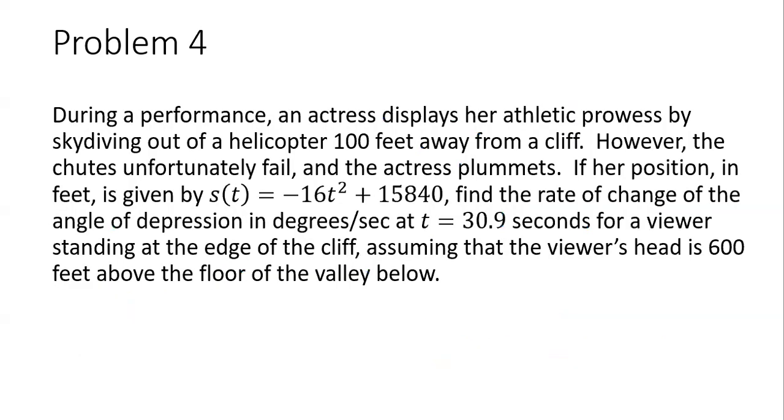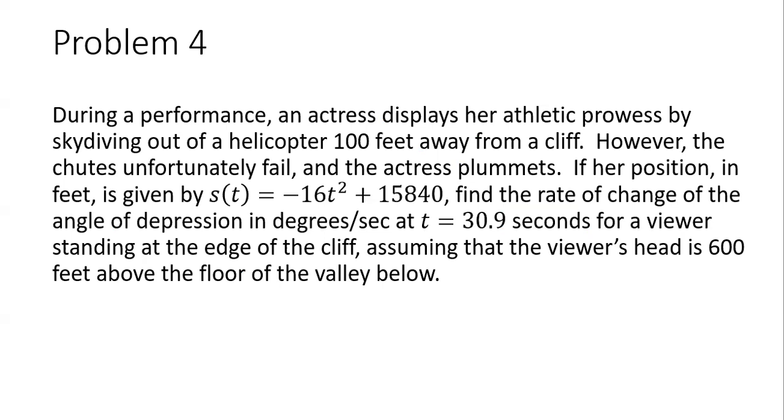Number 4. During a performance, an actress displays her athletic prowess by skydiving out of a helicopter 100 feet away from a cliff. However, the chutes unfortunately fail and the actress plummets. If her position in feet is given by s(t) as the sky, find the rate of change of the angle of depression in degrees per second at t equals 30.9 seconds for a viewer standing at the edge of the cliff, assuming that the viewer's head is 600 feet above the floor of the valley below. Lots of words, so go ahead and try this one. Okay, this one you for sure will need a calculator, I should say.